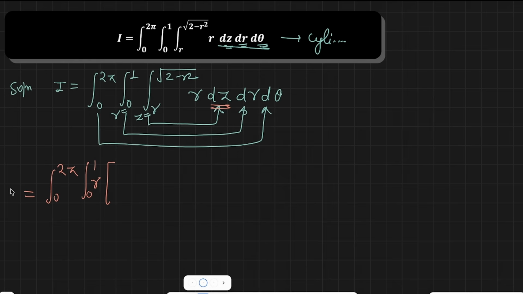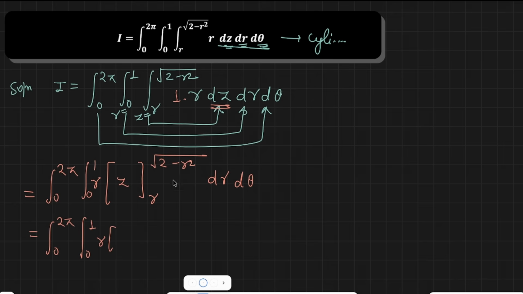So I can keep r as constant. Integration with respect to z will be z only because it is 1 here, and it is root of 2 minus r square minus r, and this is dr d theta, and it is 0 to 2 pi, this is 0 to 1, r as it is. Now you put the value, that is square root of 2 minus r square minus r dr d theta.